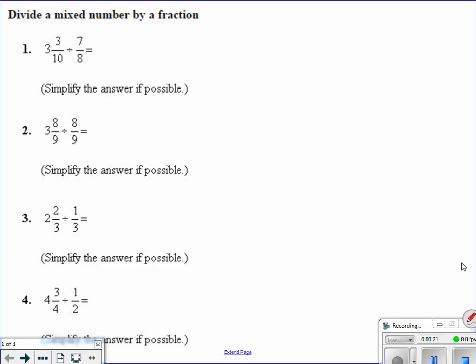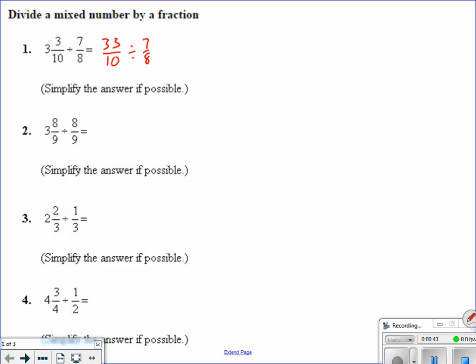So what I do with the 3 3/10 is I take 10 times 3, I'm taking the bottom number times the whole number on the side. 10 times 3 is 30, and then I add the top number, and that makes it 33. So I have 33 over 10 divided by 7 over 8.